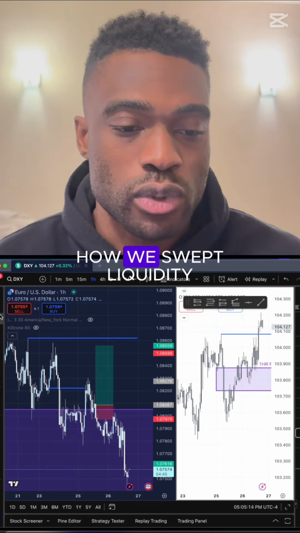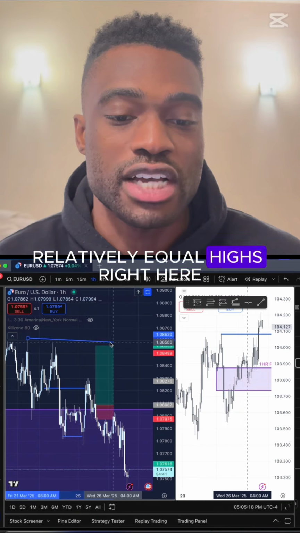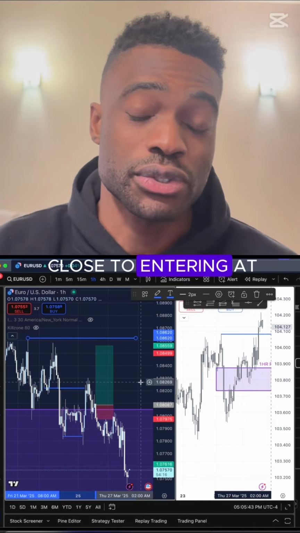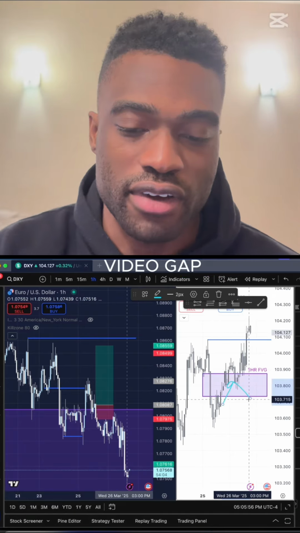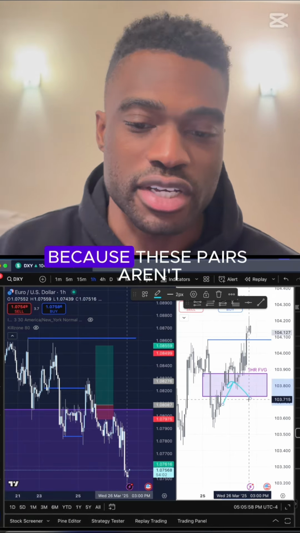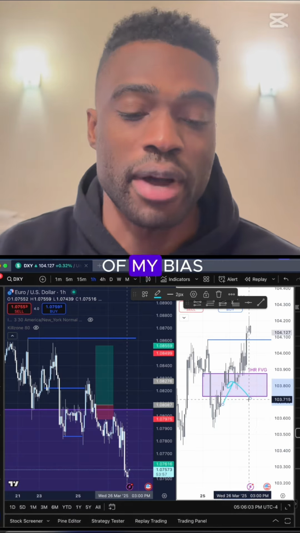I really liked how we swept liquidity, displacing higher. We have these relatively equal highs right here. I was very close to entering at this point on EU. But as soon as I noticed that we started running this 1 hour fair value gap, I took a step back, because these pairs aren't in alignment anymore. It's not in alignment with my bias.